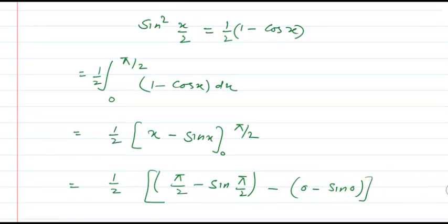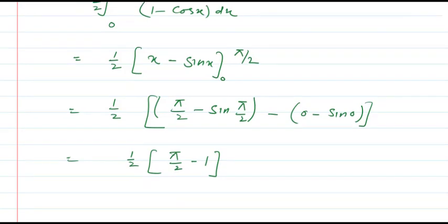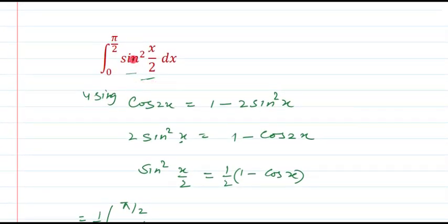So after solution we are getting 1 upon 2 into (pi upon 2 minus 1). Why? This is 0 and sin 0 is again 0, and sin pi by 2 is 1, I have written over here. So this is the final answer for the given function, which is 0 to pi by 2 and the function is sin square (x upon 2).